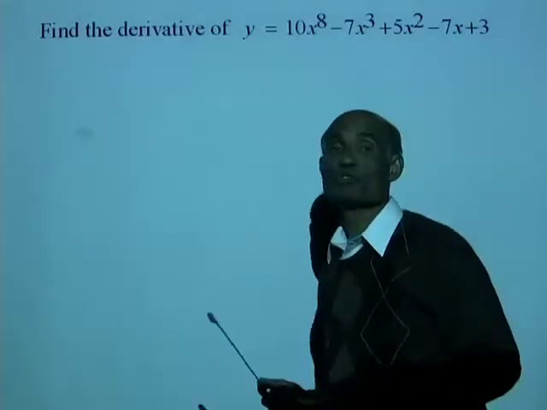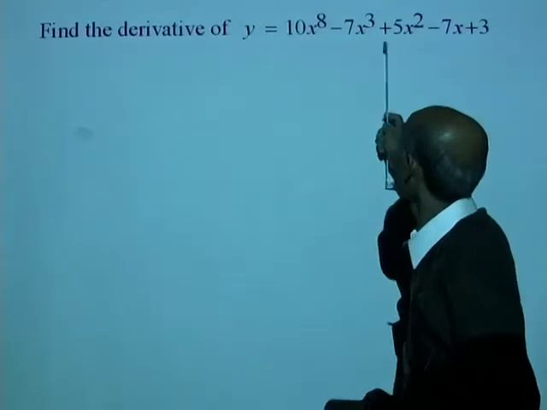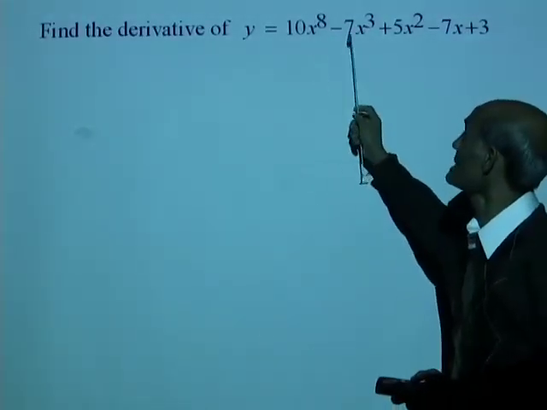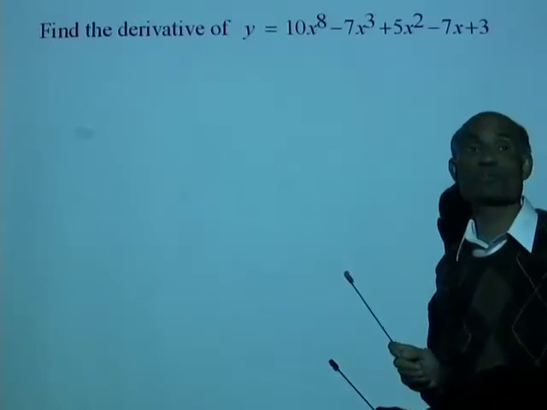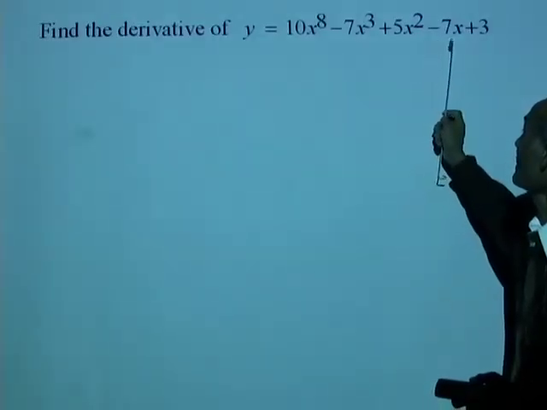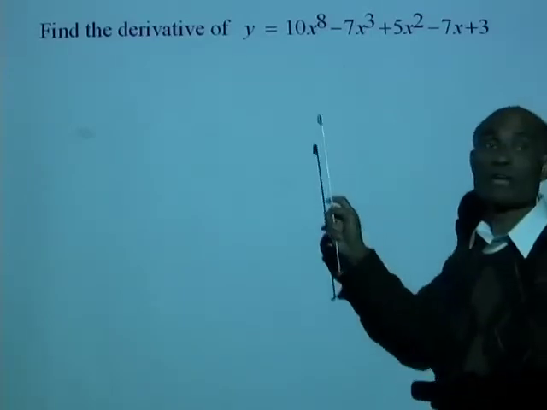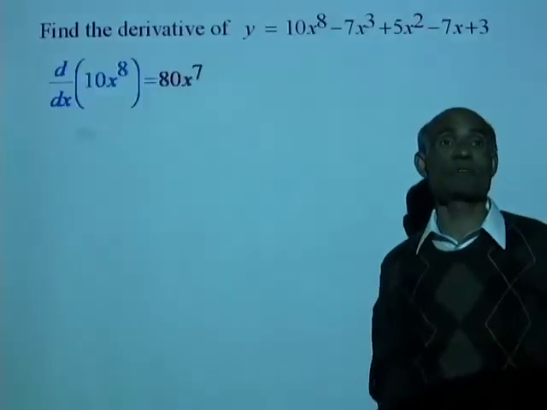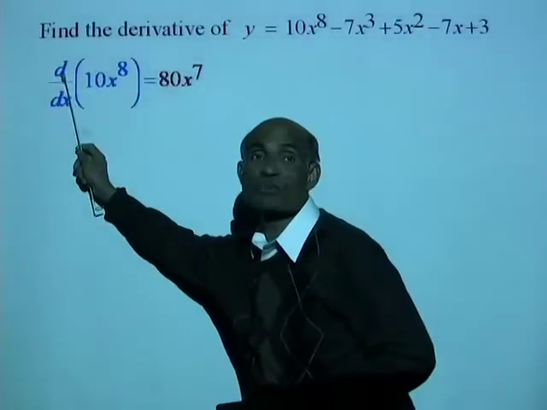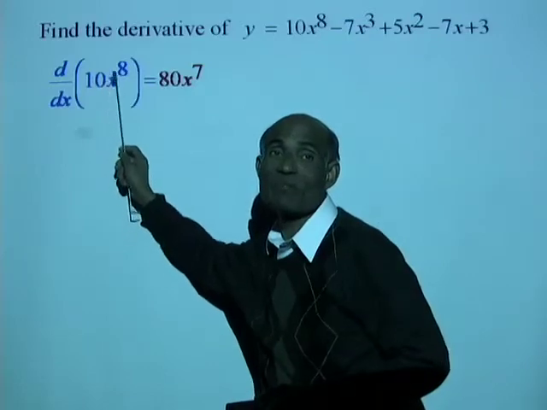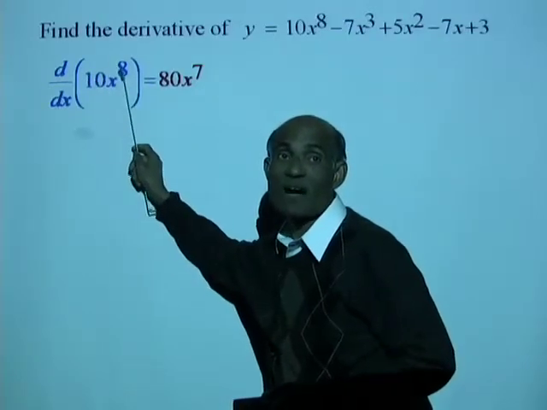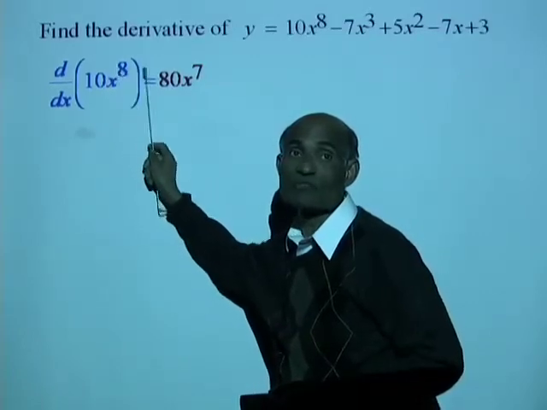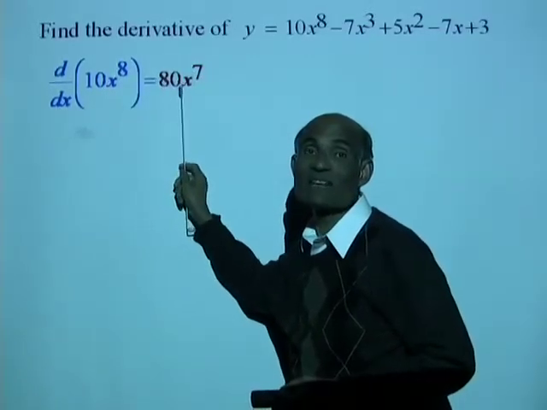Alright, let's now use the power rule to find the derivative of this function. y equal to 10x to the power of 8 minus 7x cubed plus 5x squared minus 7x plus 3. We will take each term and use the power rule to find the derivative. Tell me, what is the derivative of 10x to the power of 8? It will be 10 times 8, 80, times x to the power of 8 minus 1, that is 7. 80x to the power of 7.